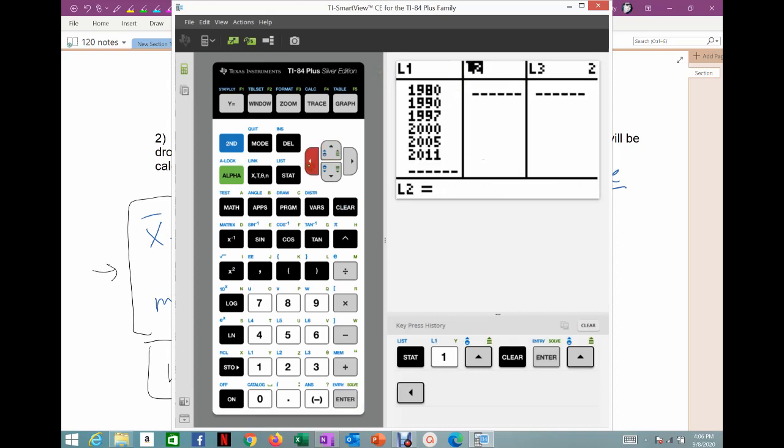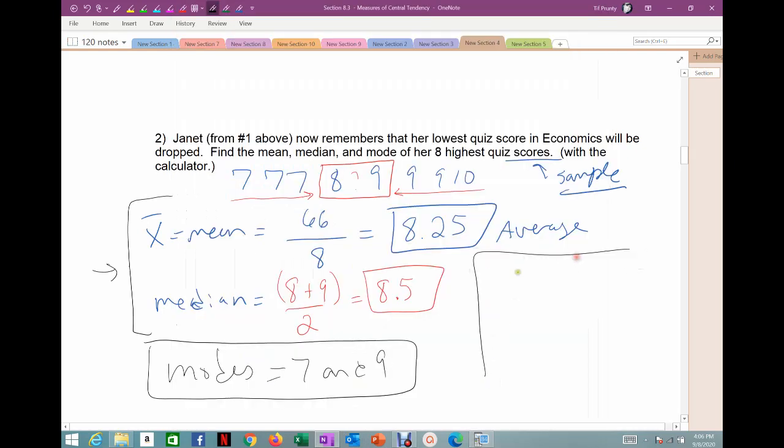It'll clear out list 2. Go over, do the same thing to list 1: highlight list 1, hit clear, enter, and I've got all my lists cleared out. Alright, then on the calculator, you're going to go to Stat, Edit, and in list 1 are going to be your X values, your scores.